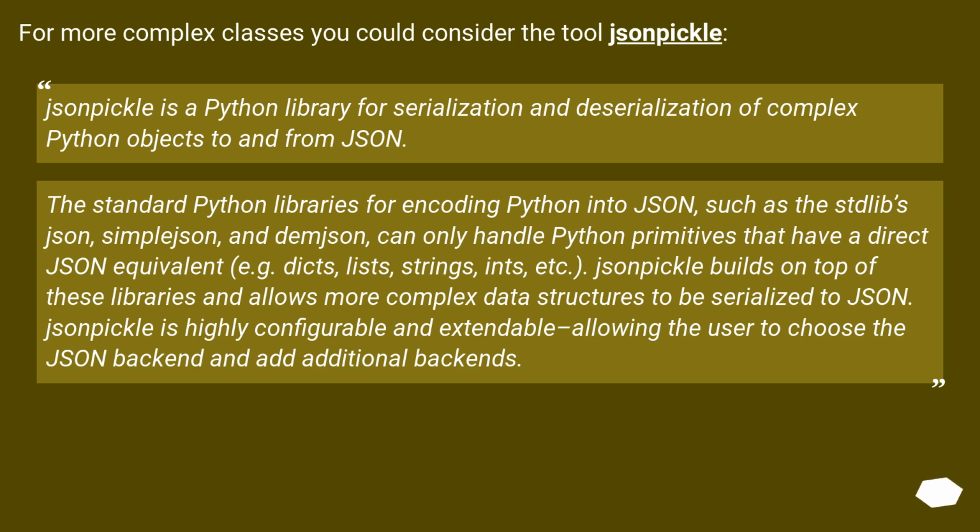primitives that have a direct JSON equivalent, for example dicts, lists, strings, ints, etc. jsonpickle builds on top of these libraries and allows more complex data structures to be serialized to JSON. jsonpickle is highly configurable and extendable, allowing the user to choose the JSON backend and add additional backends. Link to jsonpickle on PyPI.